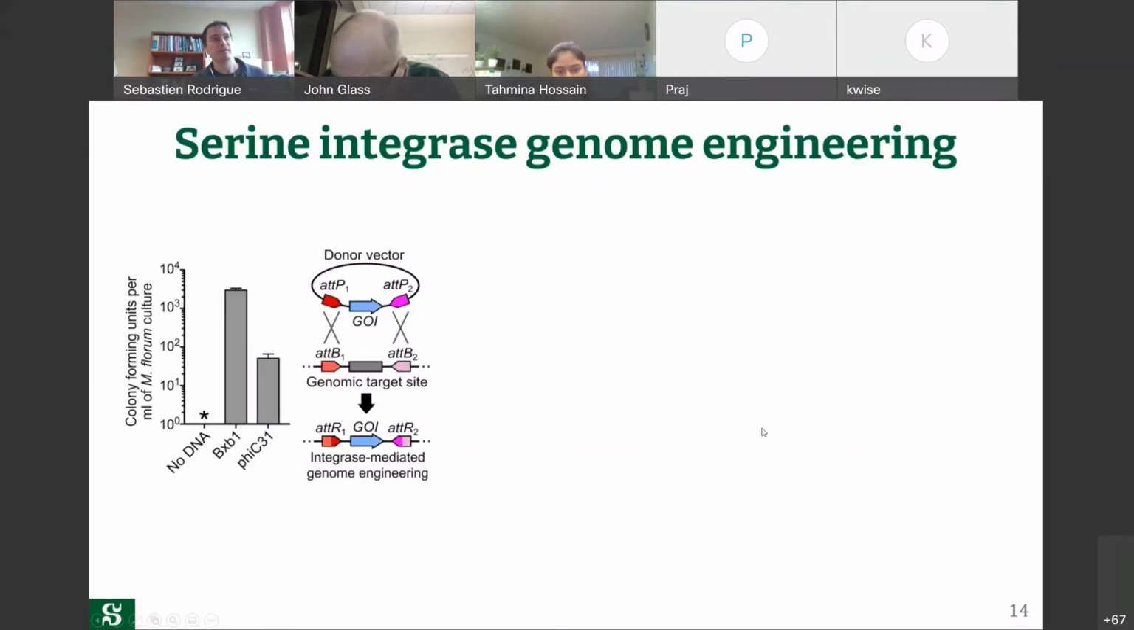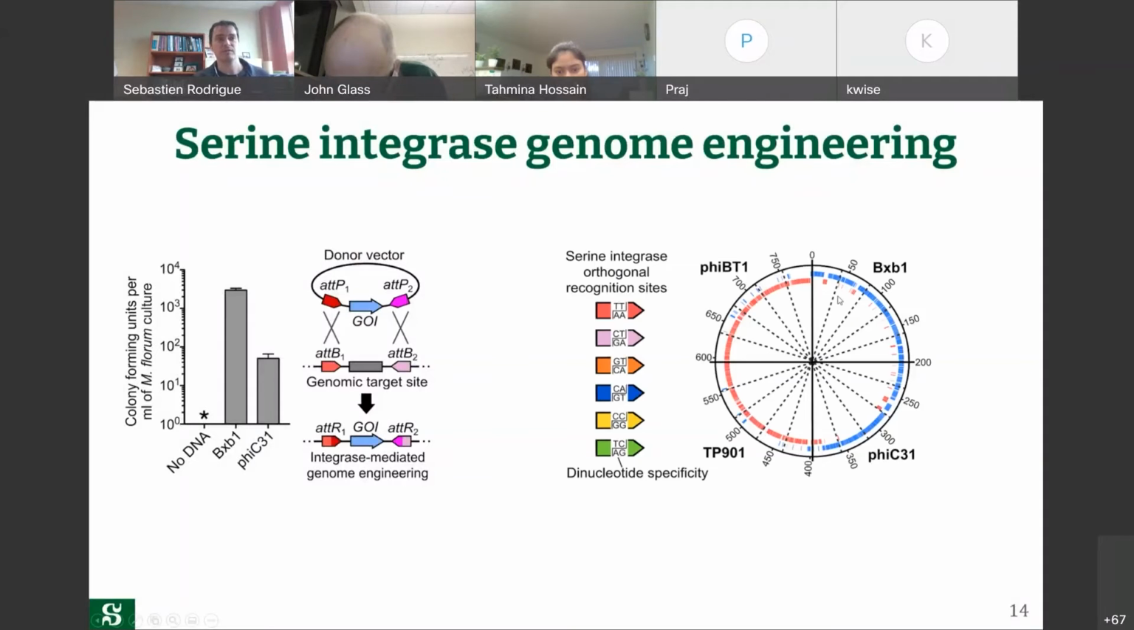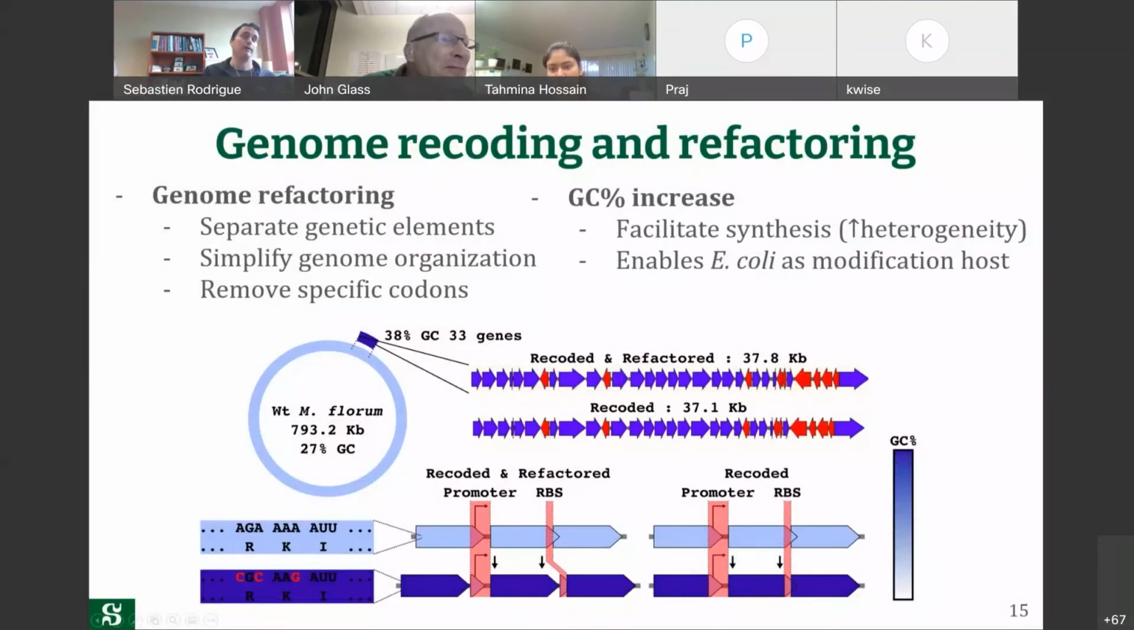Another method that we are trying with serine integrase is to divide the genome into different sectors, and each sector is flanked by 2 different attB sites with a central dinucleotide that is different. So that allows us to use one serine recombinase with different landing pads or recombination sites. And we're working right now on one section, the one right here between 40 and 80 kb in the M. florum genome. And we're building two different versions at the moment.